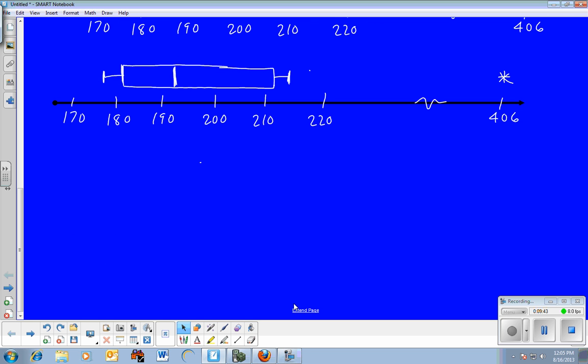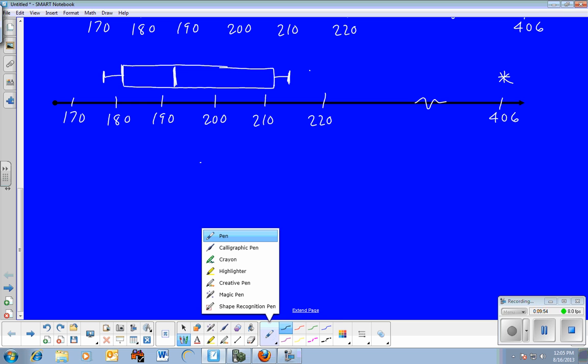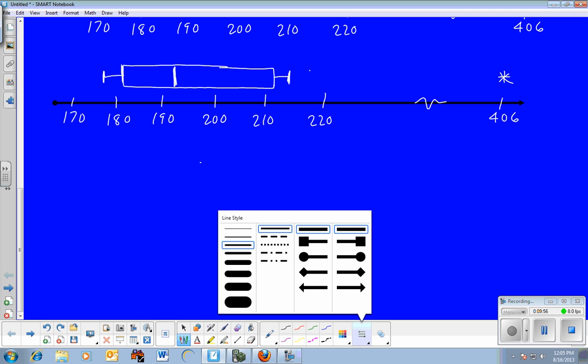How is it that I know mathematically 406 is an outlier? Besides, hey, it's just a number that's different than most of the other numbers. Because at some point, it's just the biggest number, but when does it cross over to outlier status? That's our next topic.